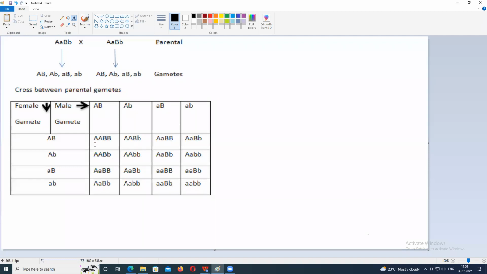Now what is the condition? Whenever capital A is present, what should be the color of the flower? Yellow, ma'am. So this will be yellow, yellow, yellow, yellow, yellow, yellow, yellow, yellow. So how many? 4, 4, 8. 8 plus 4, 12. We got 12 here. Now capital B is present in 3 combinations, no? So 12:3:1. Am I clear here?